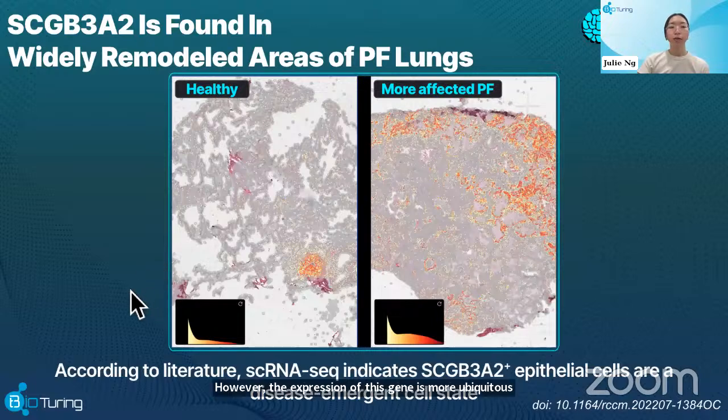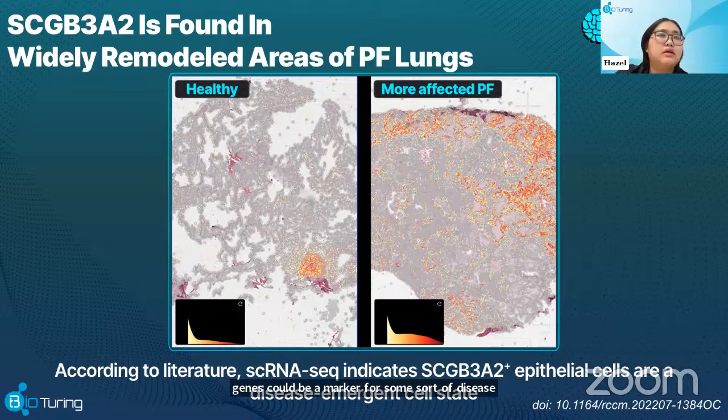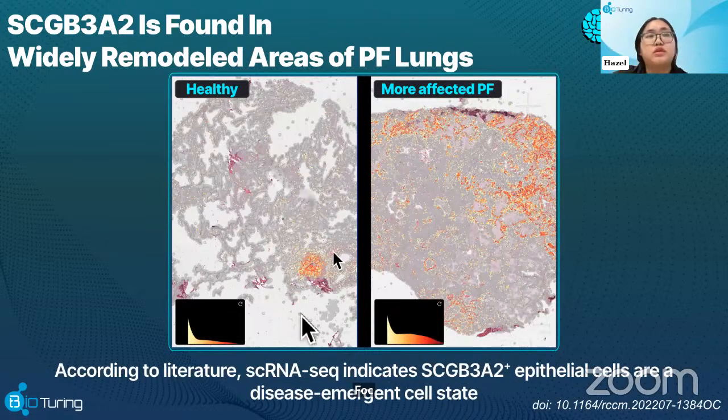And also, according to some literature of single-cell RNA sequencing data, this gene SCGB3A2 is present in epithelial cells. And the presence of this gene could be a marker for some sort of disease-emergent cell state in pulmonary fibrosis. We clearly see a more ubiquitous expression of the gene in affected PF. However, in the healthy sample, I see a very interesting thing: a circular, focused expression of SCGB3A2 in one specific region. Do we have any explanation for this focus?